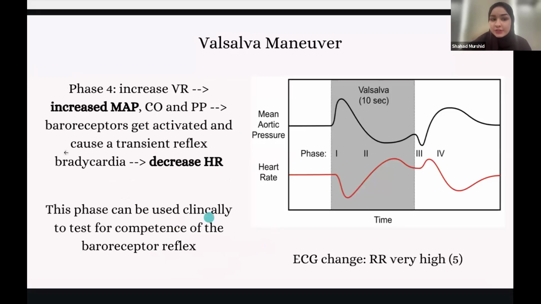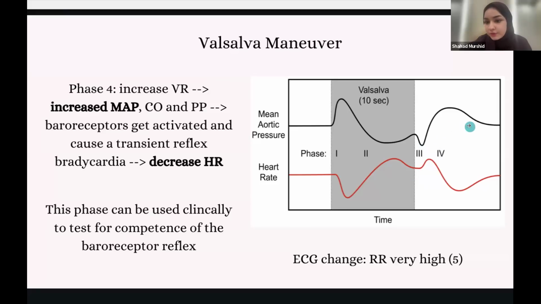Now for the final phase, which is phase 4, here you're going to increase venous return again. Remember in phase 2, we had a decrease in venous return. So it's basically alternating. First, in phase 1, we compressed the aorta, and then we decreased venous return. Phase 3, we're going to decompress the aorta. Phase 4, we're going to increase the venous return. So we're doing the opposite. Aorta, venous return, aorta, venous return. We're doing the opposite movements in each.